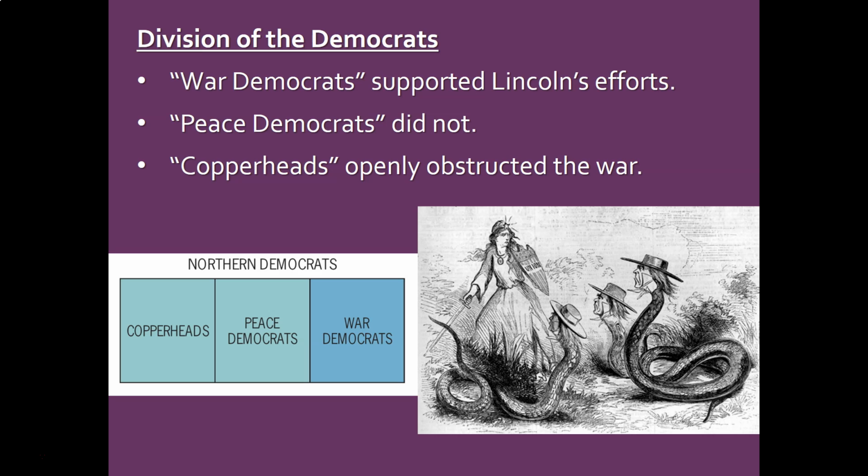And then you have a group of radicals called the Copperheads, and these are people, again, Northern Democrats, who aren't just saying that this war shouldn't be fought. They're actively fighting against the war. They're doing everything they can do to obstruct Lincoln's efforts to fight the war.